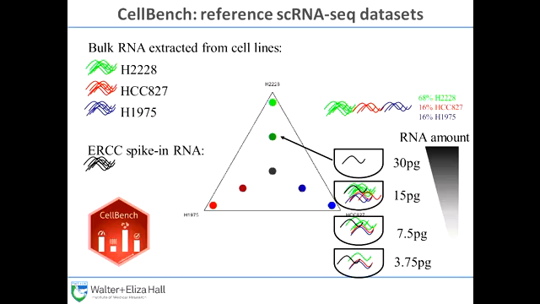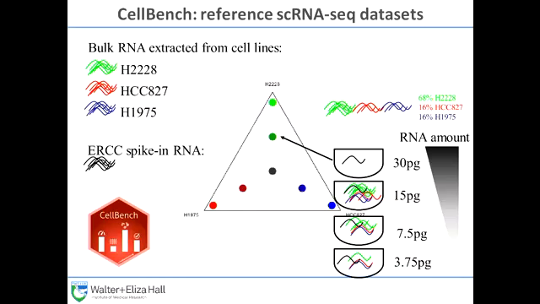What they also did was produce starting material for these mixtures with different amounts of starting RNA. So from 30 picograms, which is quite a lot, that would be a very big cell that gave you 30 picograms of RNA, down to 3.75 picograms of RNA.